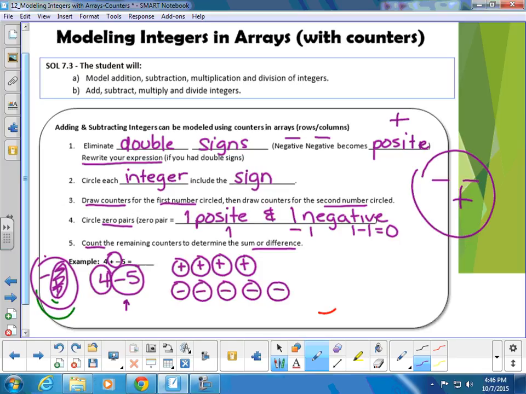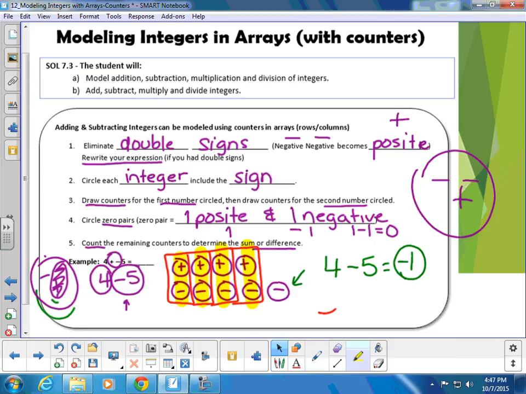My next step is to identify my zero pairs, and I'm going to do that by putting them in boxes. So I know that is one zero pair. It's one positive, one negative. There's a second zero pair, third zero pair, and a fourth zero pair. That means that this is equal to 0, this is equal to 0, this is equal to 0, and this is equal to 0. And that leaves me with 1 negative, so I know that 4 minus 5 equals negative 1. And that's my answer.